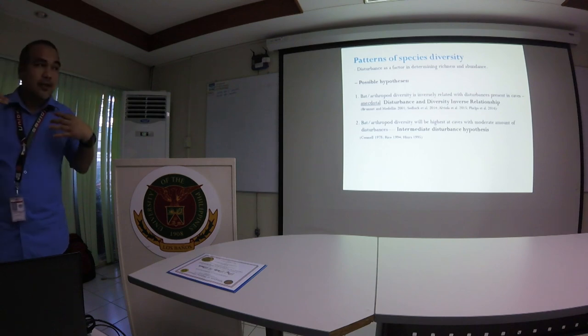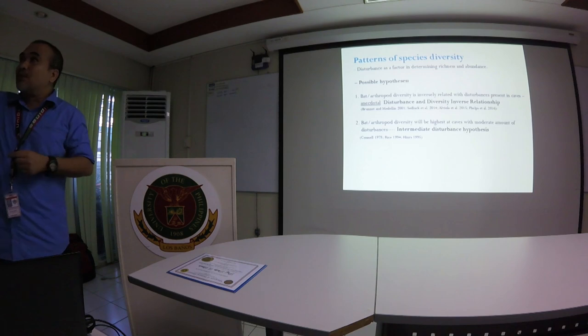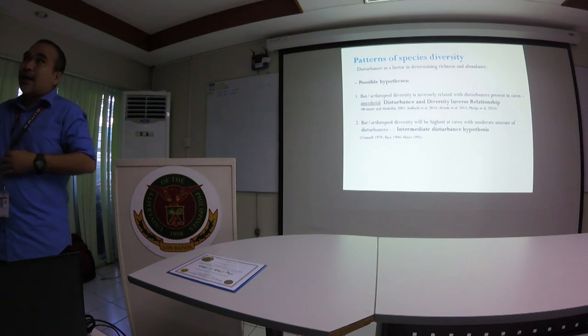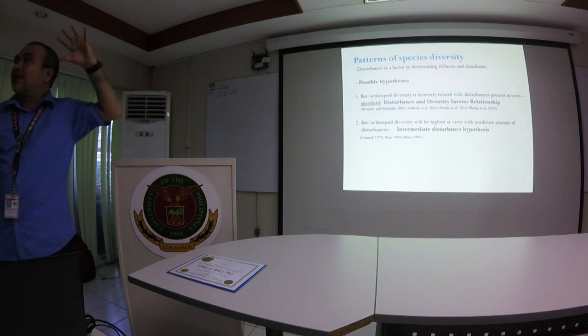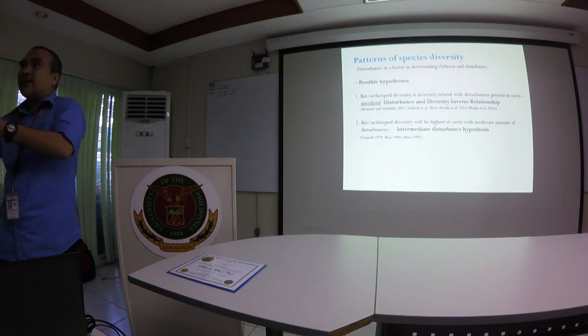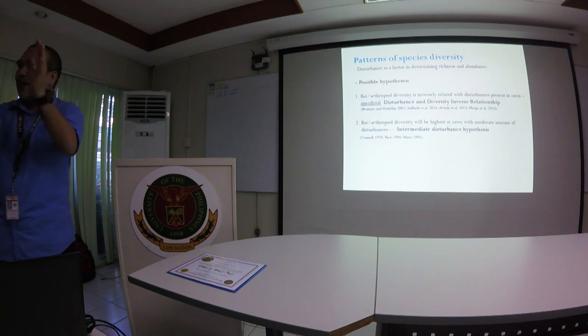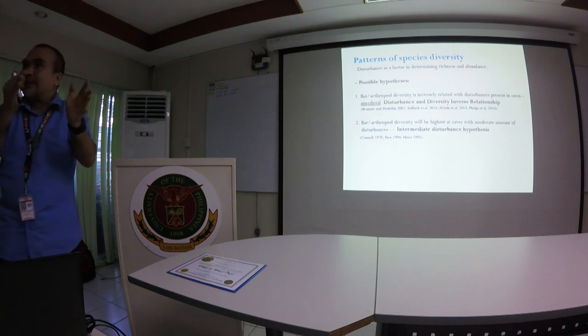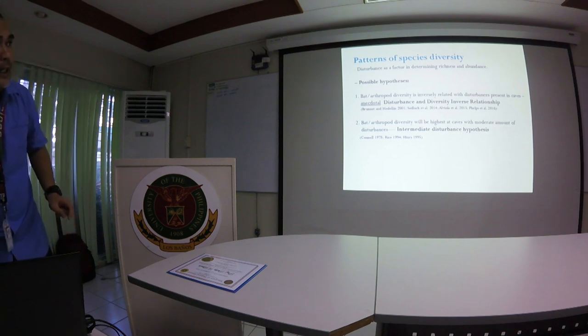I like using the word spectrum, essentially. On one end of the spectrum, you have disturbance-intolerant species, and on the opposite end, you have the highly tolerant species. And of course, in the middle, you have an influx of both assemblages, from the highly intolerant and the highly tolerant. Thus, you have higher species richness in the middle, or the moderately disturbed habitat.